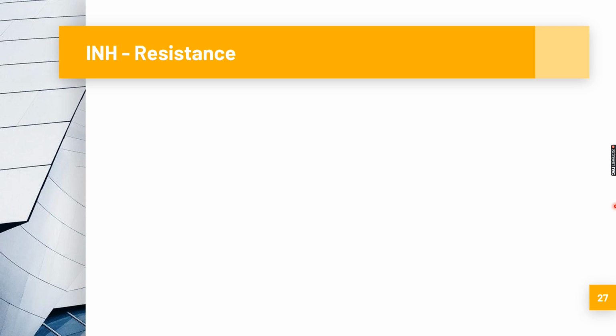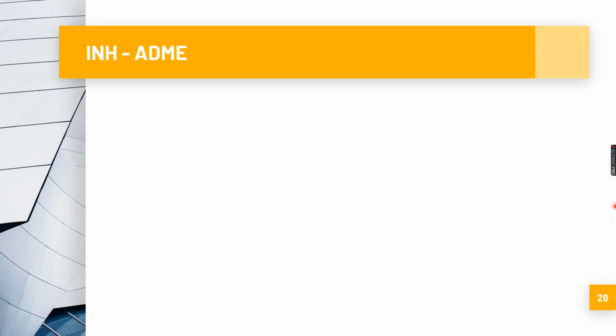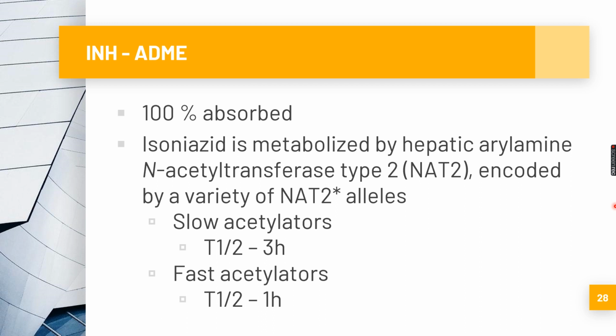Of course, the resistance will be due to various factors like mutation of KatG, overexpression of InhA, and the development of efflux pumps. If we talk about the pharmacokinetics of isoniazid, it is 100% absorbed well. Isoniazid, as we already saw, is metabolized by N-acetyltransferase type 2, and it has two distinct alleles. One is slow acetylator and another is fast acetylator.